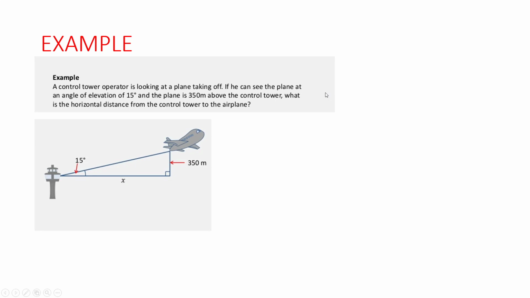If you can imagine it, that's how it looks. That's the control tower, that's the plane, and the difference in height between the control tower and the plane is 350 meters, and the horizontal distance that we want to find is x, and he's given us the angle, which is 15 degrees of elevation. If he were to give us this angle, he would say the plane is looking down at the tower. That means this 15 degrees is called the angle of depression.